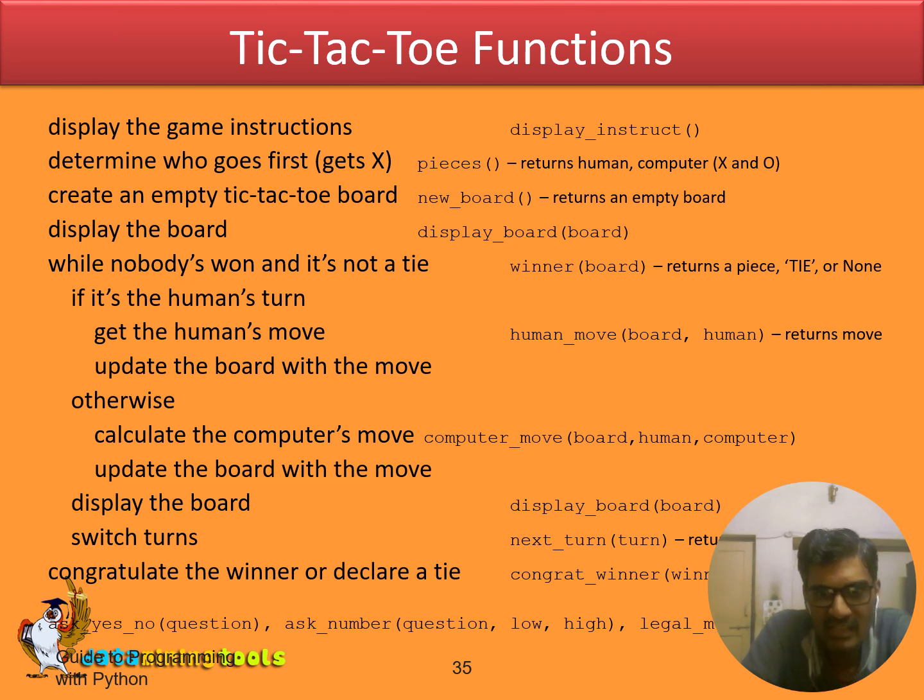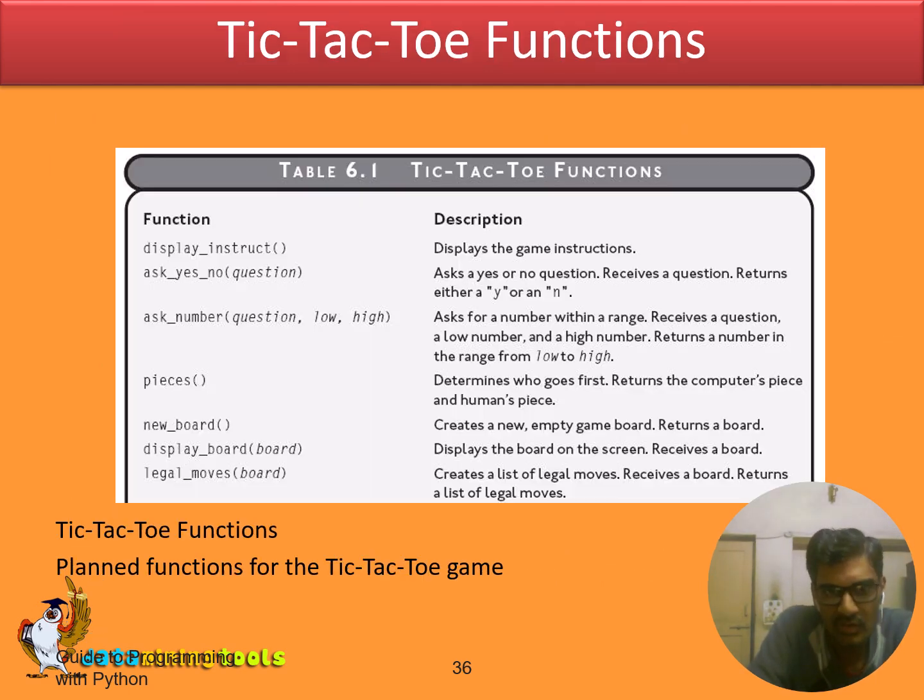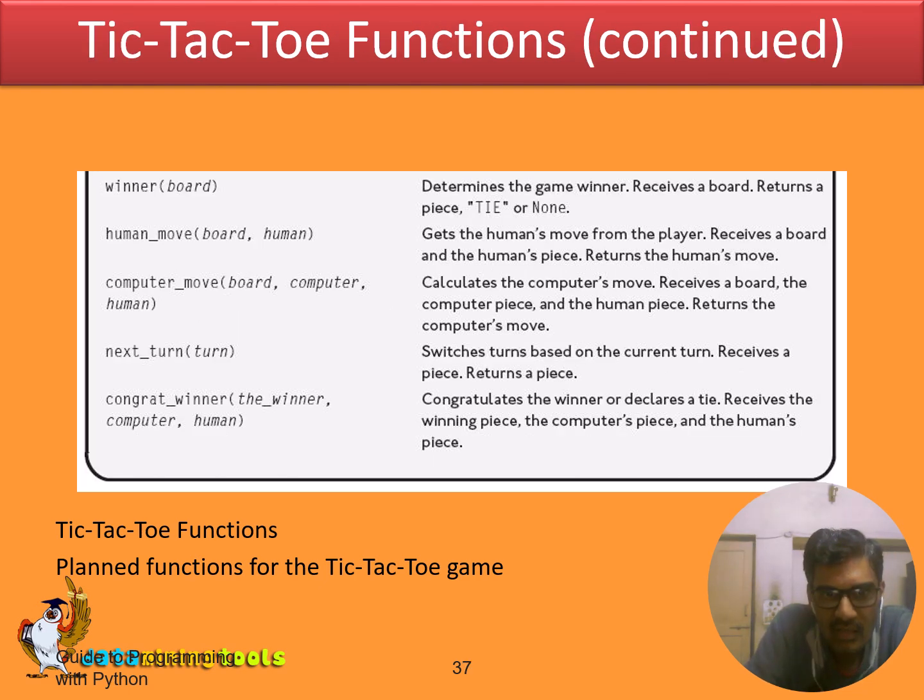Then display board, which gets updated with the move. End of turn, where the winner is identified. Congratulate the winner. And then ask if you want to play one more game, yes or no, and then close it. So these are the different functions of tic-tac-toe. First is displaying the game instructions. Next is asking whether he wants to start or wants the computer to start. Then let's look at other functions also, like winner, loser, human move, computer move, next turn, then congratulate the winner. So these are the functions.